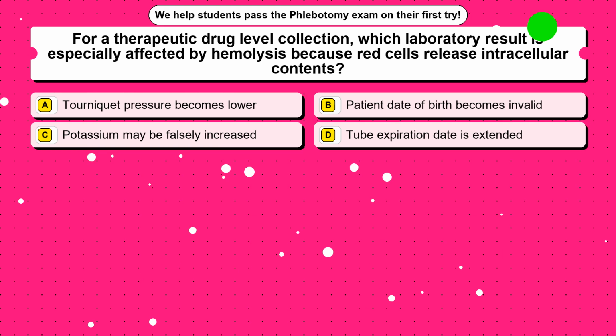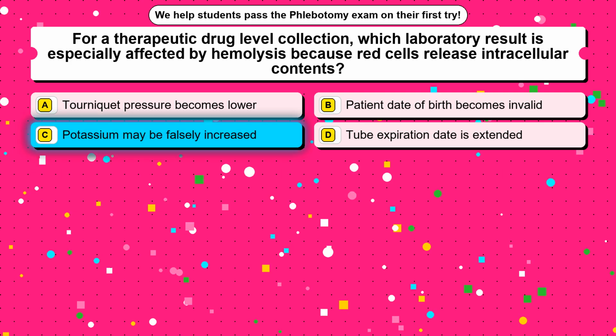Question 62. For a therapeutic drug level collection, which laboratory result is especially affected by hemolysis because red cells release intracellular contents? Option A. Tourniquet pressure becomes lower. Option B. Patient date of birth becomes invalid. Option C. Potassium may be falsely increased. Option D. Tube expiration date is extended.